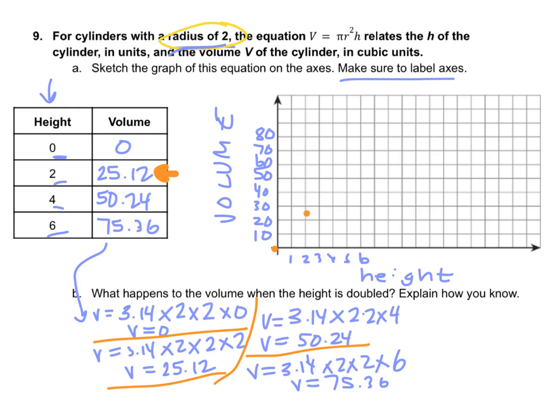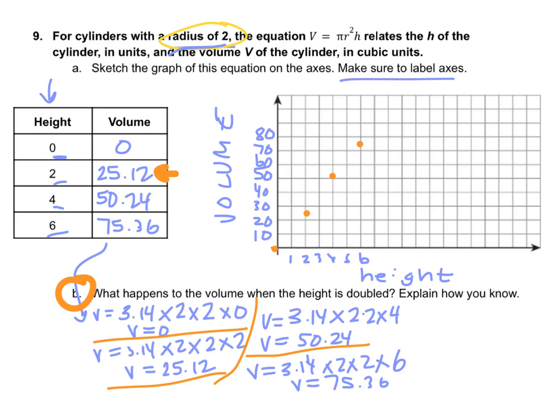Over 4, up 50, just a tiny bit over 50. And then over 6, up 75. That's going to be right in the middle, so right there. Okay, now look at what we've got here: a proportional graph. And if I connected all those dots, it would be linear.